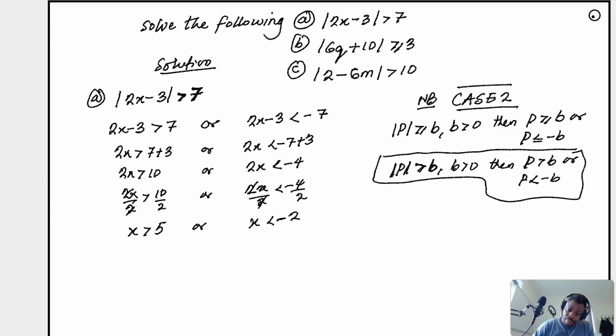Okay, now I will explain why I said case 2 is not combined inequality. Let's put this on a number line. So this is minus 2 and this is 5. X is greater than 5, not shaded, and it goes this way. X is less than minus 2, not shaded, and it goes this way. You can see they go their separate ways, so it is not combined inequality. So now, what is the solution of this?